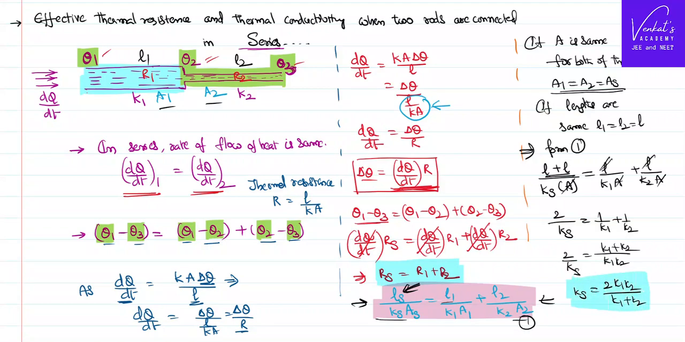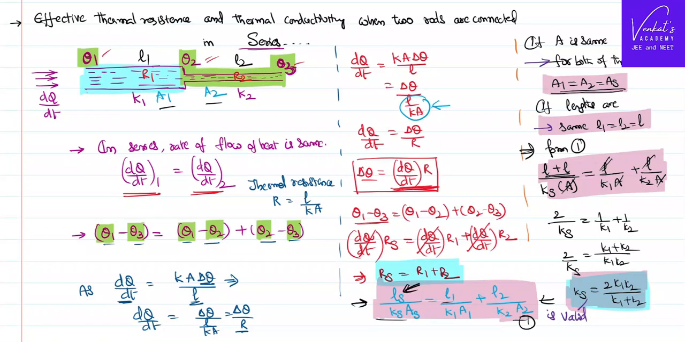But I want you to understand very carefully that this equation is valid only when these two conditions are satisfied. What are the two conditions? They have equal areas and they have equal lengths. Otherwise, this formula is not valid. We have to just use the basic formula, simplify and solve the problem. So this particular one is valid only when areas are equal, lengths are equal. Thus, we are able to find out the effective thermal resistance and the effective coefficient of thermal conductivity when two rods are connected in series.